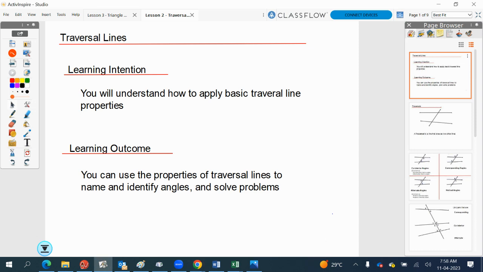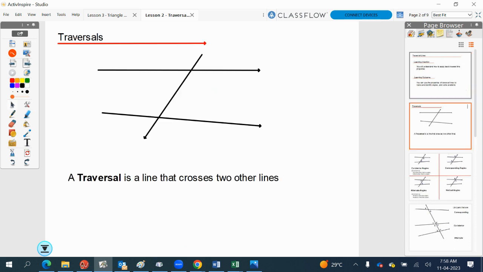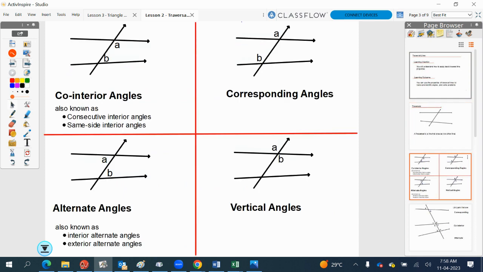Okay, in this lesson we're going to work with transversal lines and naming the different types of angles that can occur within those lines. As a quick reminder, a transversal line is a line that crosses any two other lines. Now, it's mostly going to focus on these four types of angles that we can name.